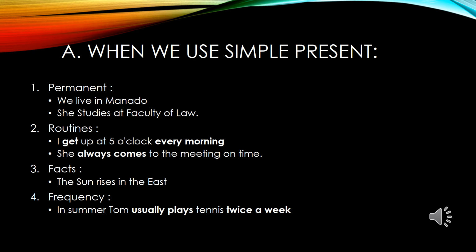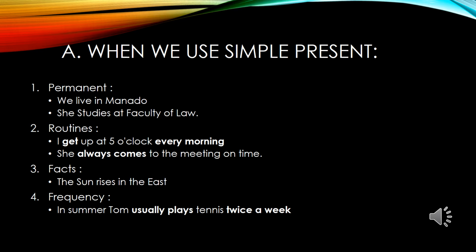Tenses are simply the way we talk about time in English. What do we mean by time? We mean the present, the past, and the future, right? These are all different times. We have different tenses to express or talk about those times.